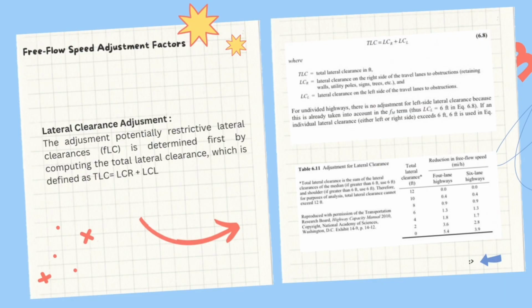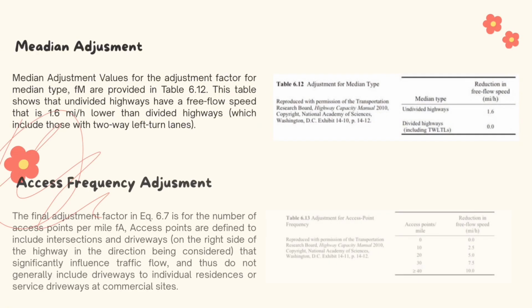TLC is equal to LC sub R plus LC sub N, where TLC is the total lateral clearance in feet, and LC sub R naman ay ang total lateral clearance on the right side. And LC sub L is the lateral clearance on the left side. So as you can see from table 6.11, adjustment for lateral clearance, it shows how to solve the lateral clearance adjustment for this formula.